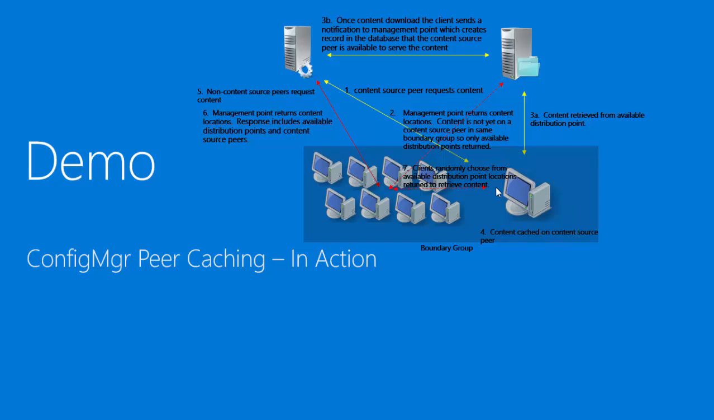They will get returned the traditional distribution point and the peer in their boundary group that has the content. Then it is a random selection from that point where they go, right? Could be a traditional distribution point, could be locally, right? Some more about that in a minute.